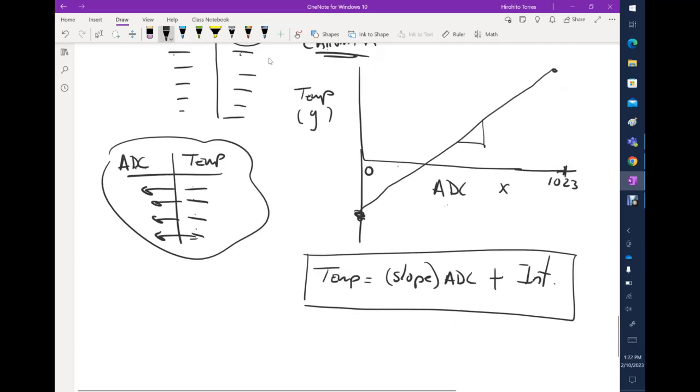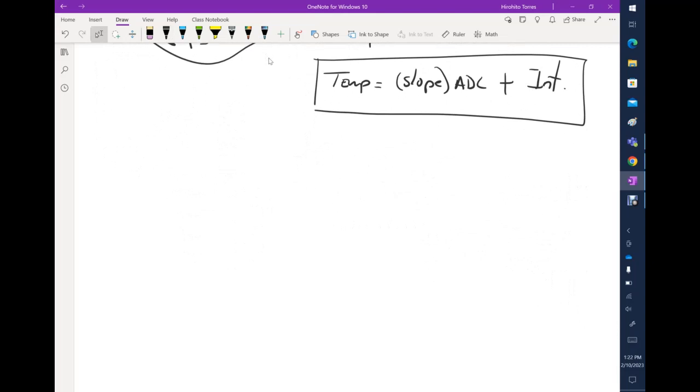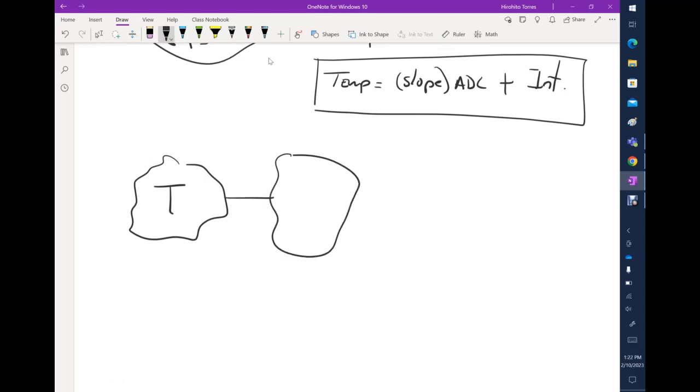Now, summary. What's the summary? You want to measure a physical property, whatever it is. Let's say temperature. You need a sensor. The question is, what is the output of the sensor? You need to understand that. If you don't understand what the output is, you are in difficult waters. What is the output of the sensor?